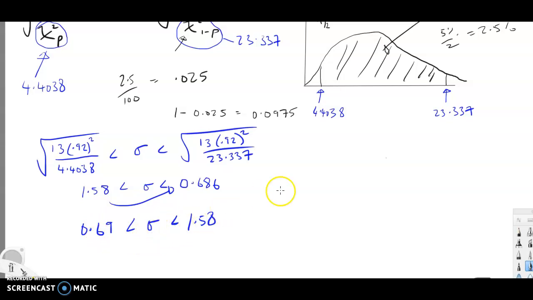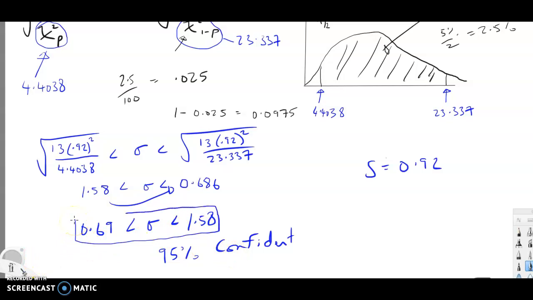Remember we got an estimate from our sample. S was equal to 0.92. So for the population standard deviation, we are 95% confident that sigma, the population standard deviation, falls between these two values here. Maybe the 23 should have been swapped with the 4.4. Anyway, hopefully that's of some help to you. So that's the answer there. Sigma, we're 95% confident that sigma lies between 0.69 and 1.58.